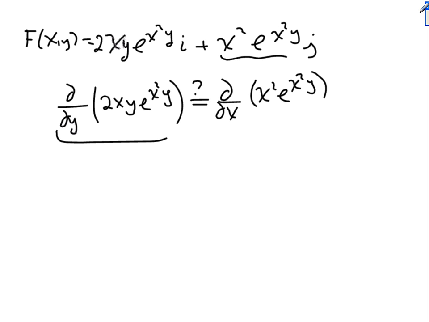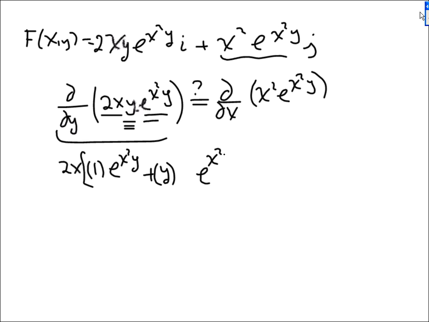Okay, first I would say 2x is a constant. I factor it out. The rest is a product. So partial of the first with respect to y, which is 1, times the second function, plus the first function, which is y, times the partial of the second with respect to y. The derivative of e to the anything is e to the anything times the derivative of this with respect to y. A constant like x squared times y, the derivative will be x squared.